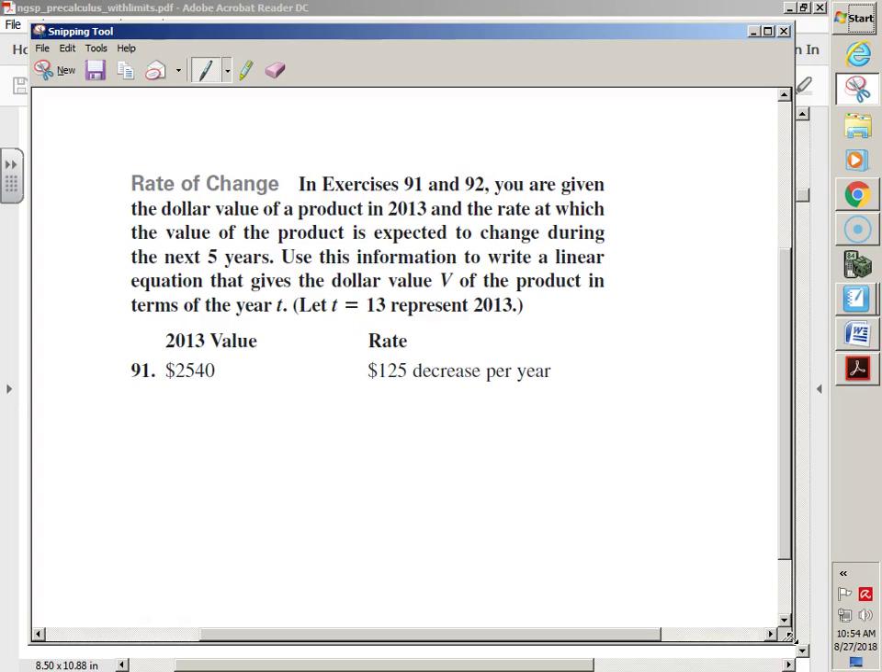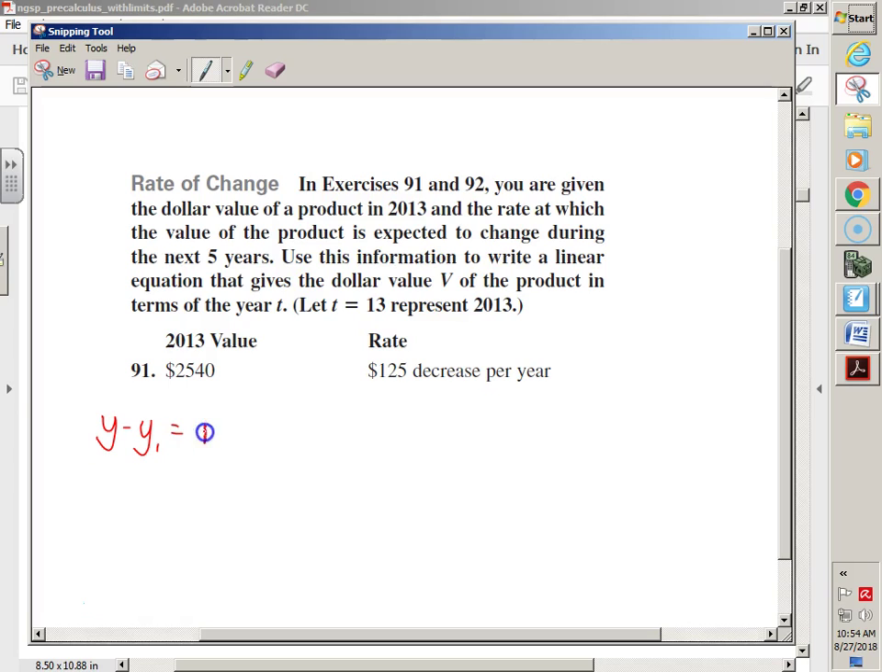The value of a product is going to change in the next 5 years. What was the direction? What were you supposed to do? That gives the dollar value V in terms of year t. Here's what you guys had to figure out from that. So write an equation of a line. You're like, sweet, y equals mx plus b. No. What form do I want you to use? Point slope. Good. Point slope.